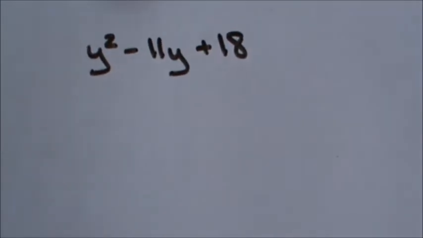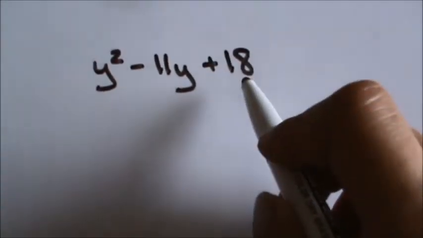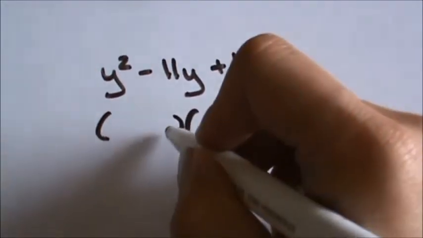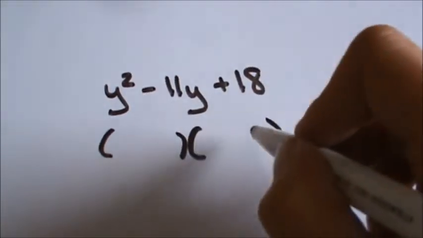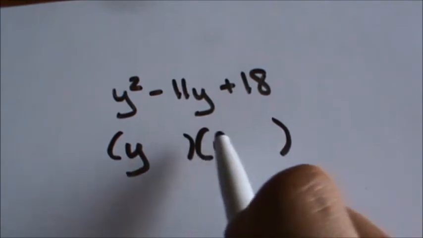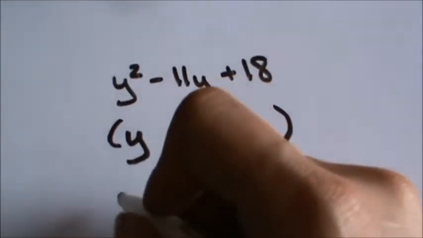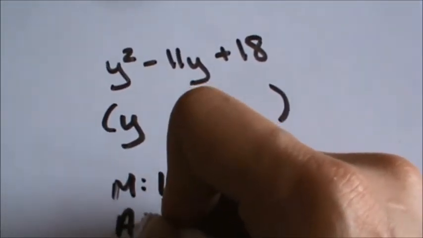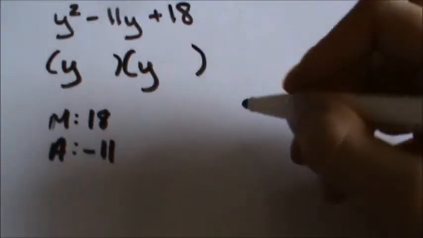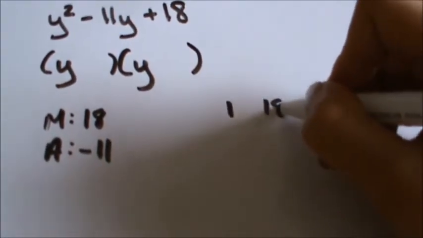Alright, I need to factor this trinomial. In order to do that, I'm looking for two numbers. These numbers are going to go in this spot into our product. I already know that this is going to be y and this is going to be y, because I have the y squared there. I need to come up with these two numbers. Now I know that these two numbers are going to multiply to be 18, and they're going to add to be negative 11.